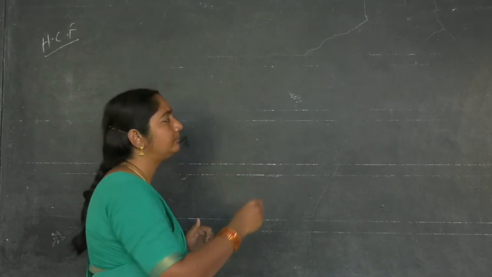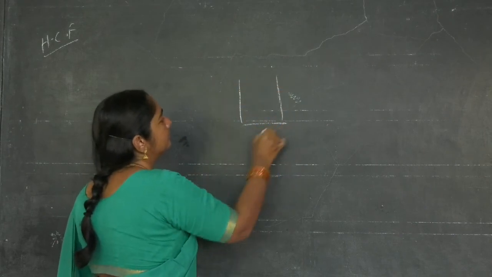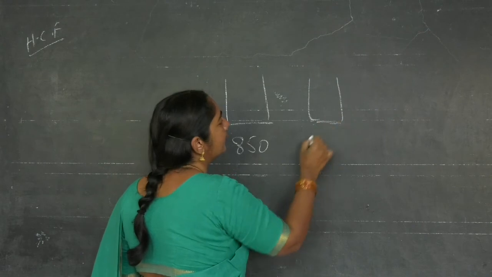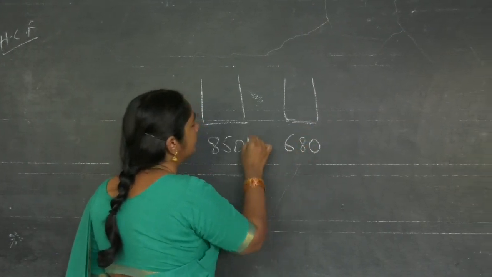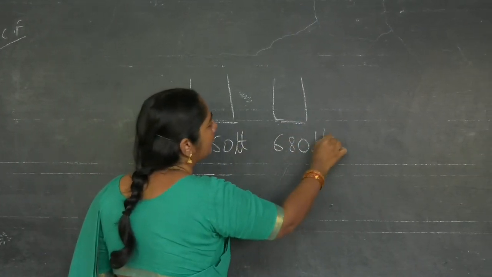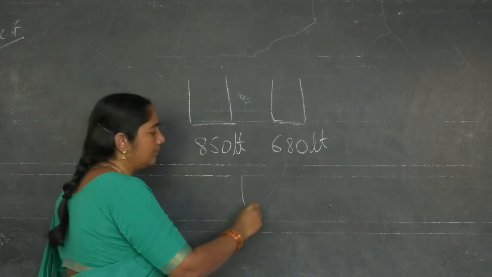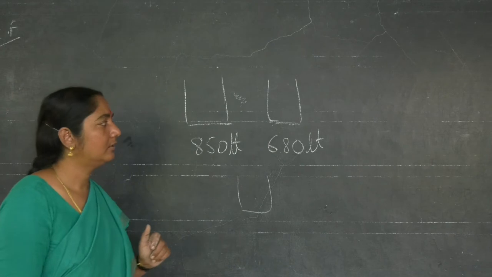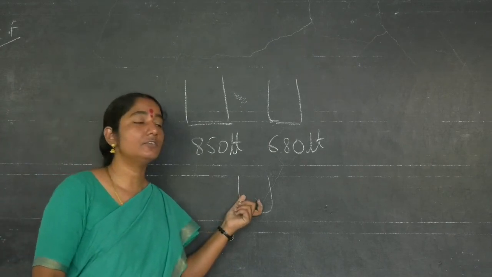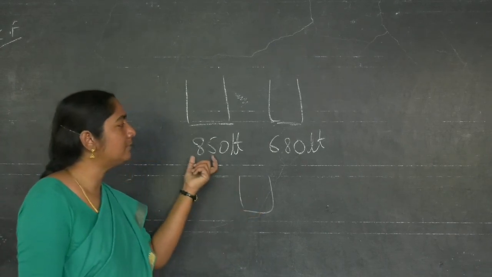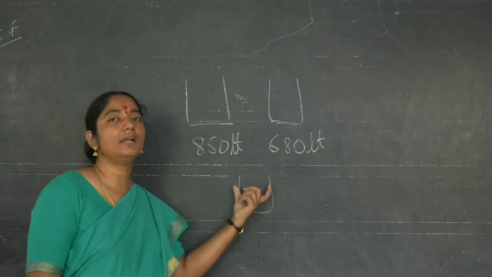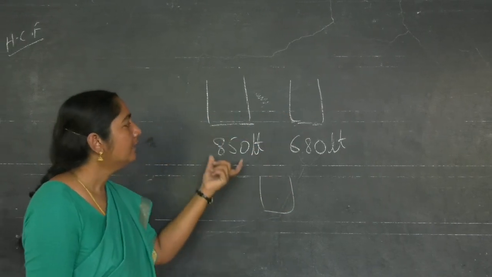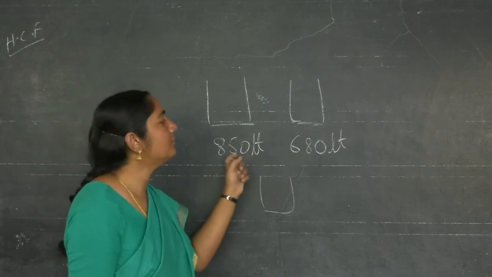Two tankers contain 850 liters and 680 liters of petrol respectively. Find the maximum capacity of a container which can measure the petrol of either tanker in an exact number of times. Previously we have seen about the milk case. This is also a similar case. What is the maximum container used so that you can measure these two containers exactly? Now find out the HCF of these two.